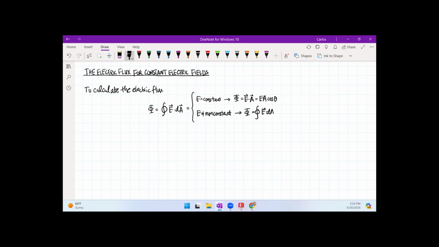We're only focusing on uniform fields, constant fields in this part. So let's go focus on that. We start, so if you're looking at the flux, the A vector plays a big deal. So let's go look at that. We start by first defining the area vector.